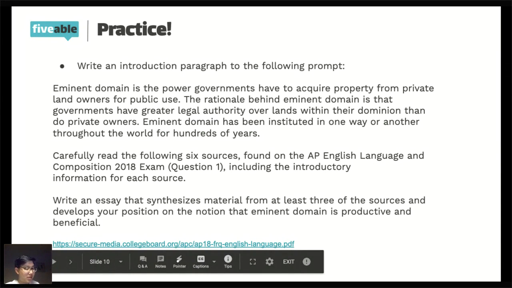All right, and that's time's up. So for now, I'll send my introduction paragraph in, and we'll look at it. Rather than finding ways to use public land, eminent domain is unproductive and detrimental, as it ultimately hurts property owners and marginalized communities in favor of government and corporate interests. So I would say that this answers the prompt: develop your position on the notion that eminent domain is productive and beneficial. I say that it's unproductive and detrimental because it hurts property owners and marginalized communities in favor of other interests. So I would say that answers the prompt.